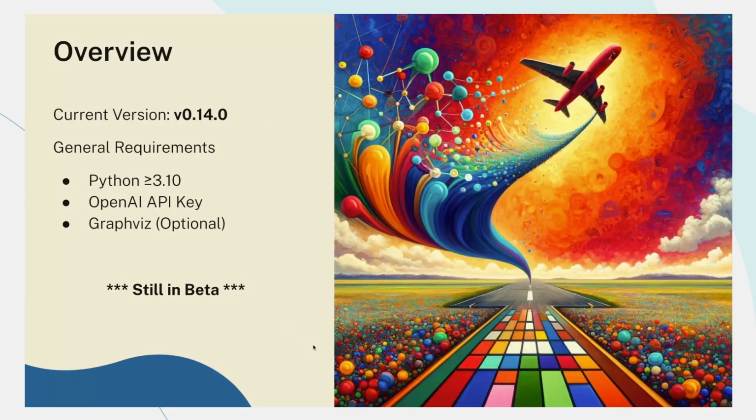So the package is currently in version 0.14, so it's in beta. We're still developing, but it is usable. All you need is Python 3.10 or greater. You'll need an OpenAI API key for most of the modules in this package. And if you'd like to visualize any of the data models, you'll need GraphViz installed as well.